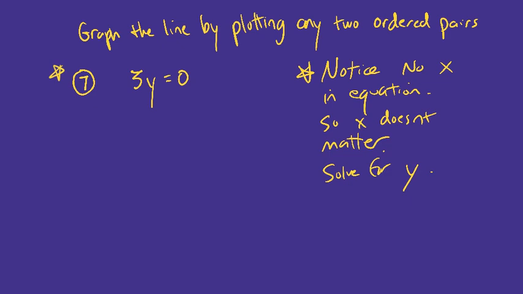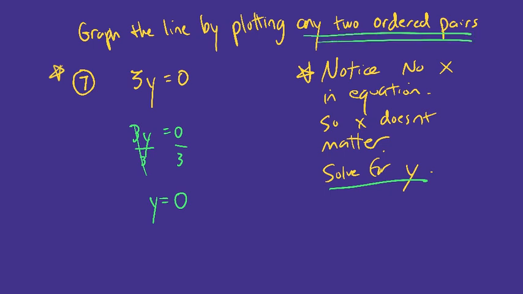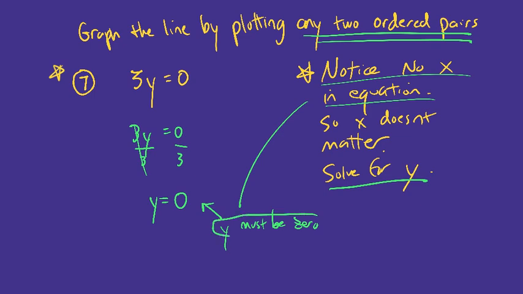So I'm going to rewrite this. 3y equals 0. If we want to solve for y, we're going to divide by 3. And we get y equals 0 divided by anything is just 0. So we're looking for any two ordered pairs. So if y is equal to 0, since there's no x in the equation, x doesn't matter, but y must be 0. That's not always true if there's no x, but however you solve this, if y was 3, y must be 3. If there's no x, y has to be that.